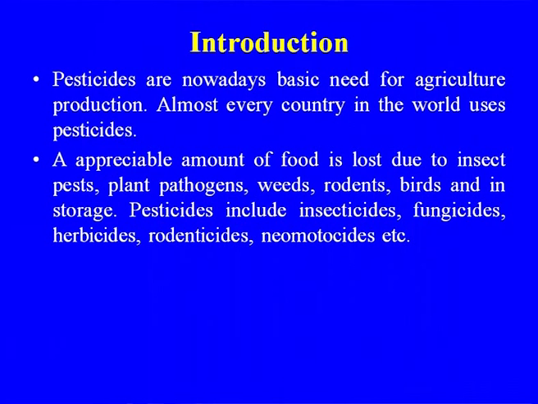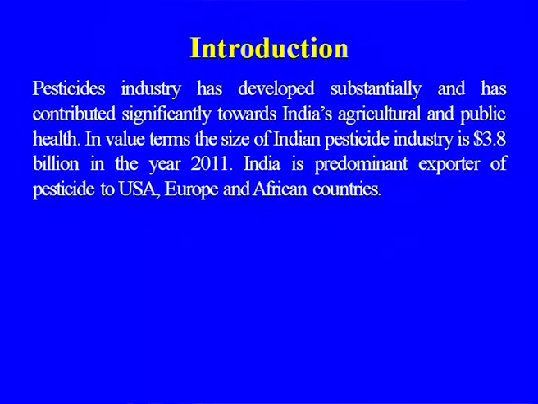Pesticides are nowadays a basic need of agricultural production. Almost every country in the world uses pesticides. An appreciable amount of food is lost due to insects, pests, plant pathogens, weeds, rodents, birds, and in storage. Pesticides include insecticides, fungicides, herbicides, rodenticides, nematicides, etc. So, various grades of pesticide are manufactured to meet the demand and to control insects. The pesticide industry has developed substantially and has contributed significantly towards India's agriculture and public health.